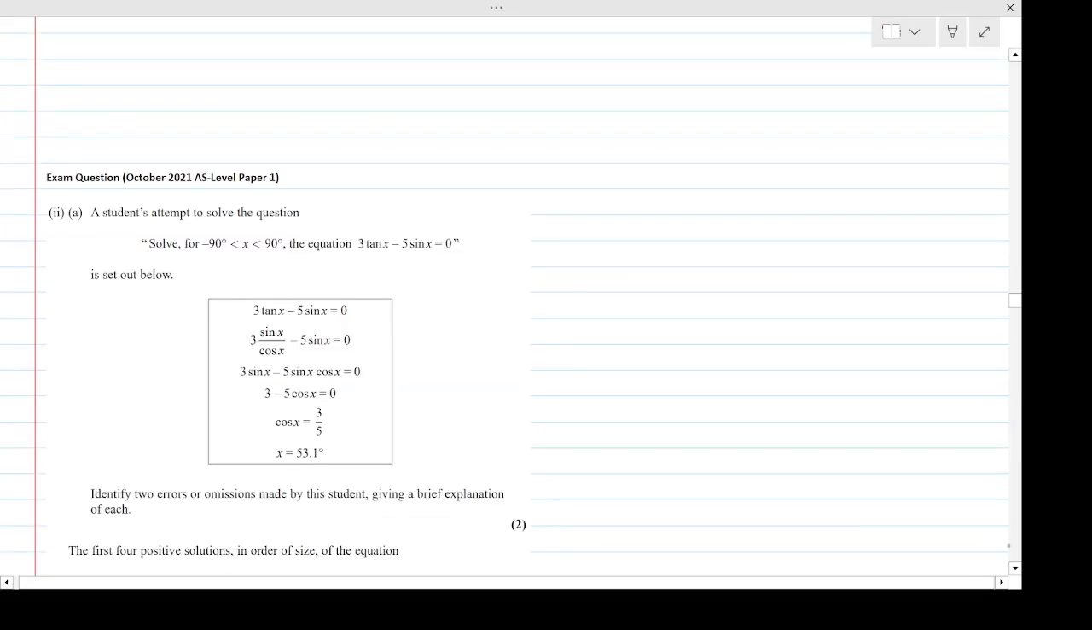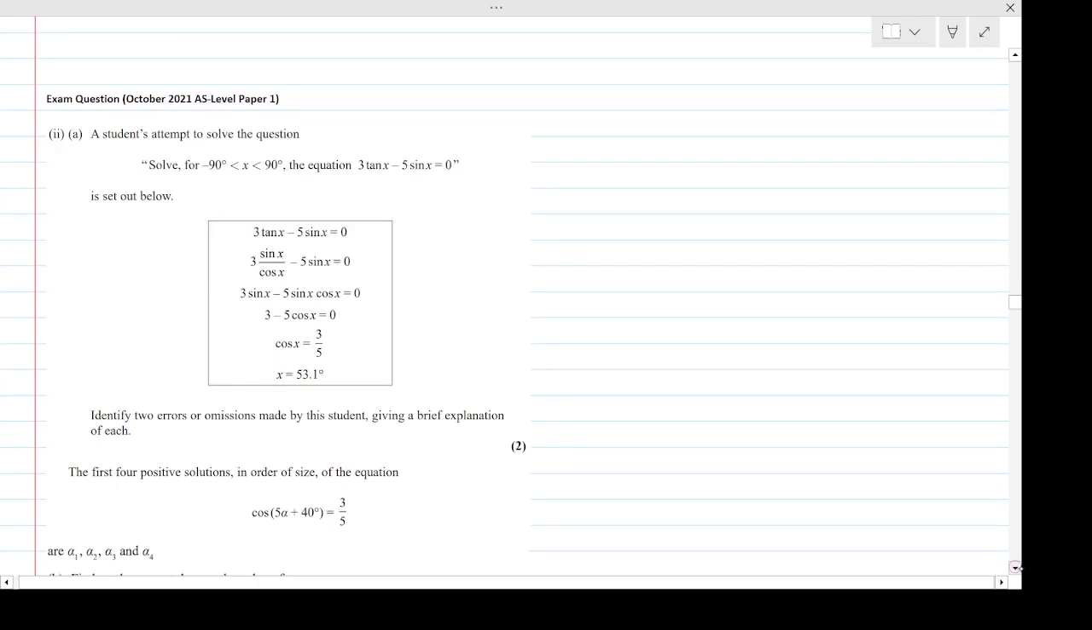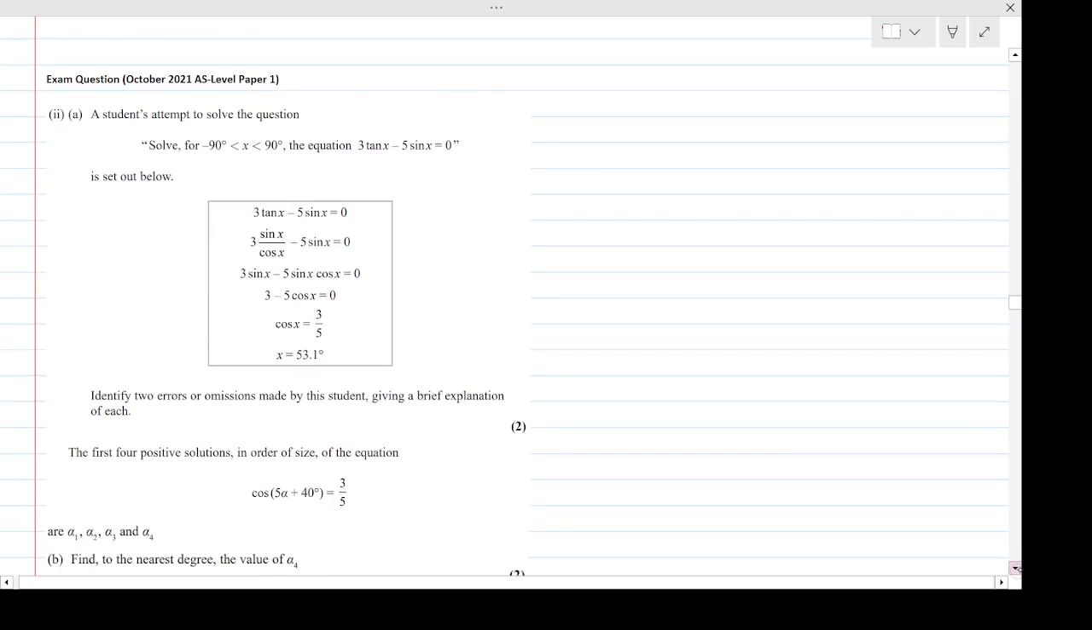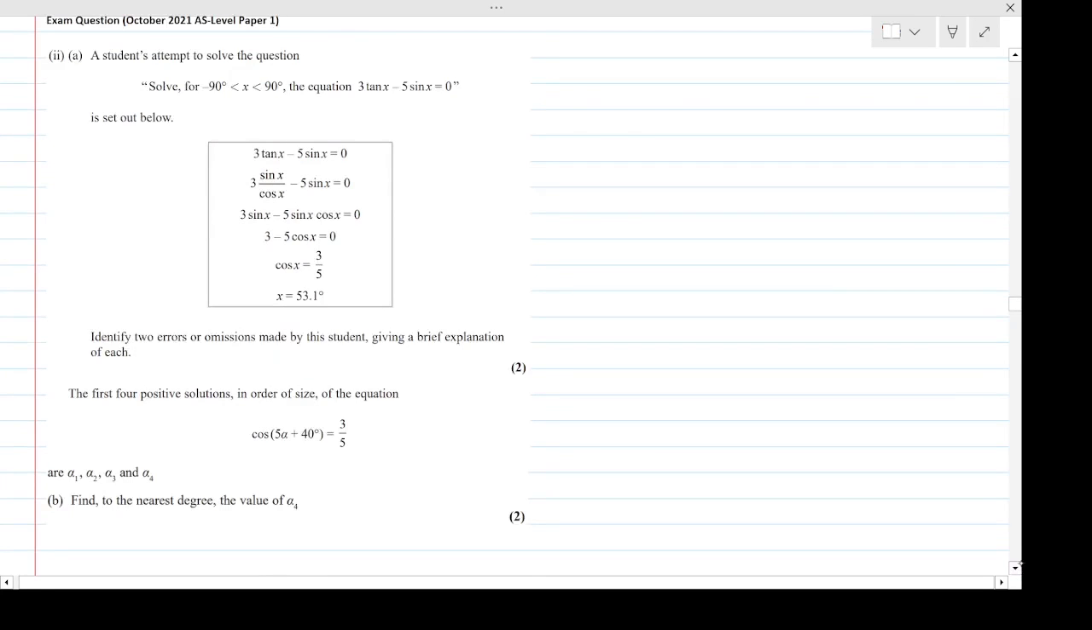And right, so have a look at some exam questions then, which are a bit different to some questions we've seen. So we are told a student's attempt to solve the question, solve for minus 90 to 90 the equation 3 tan x minus 5 sine x is equal to 0. And their working is set below. And we are told to identify 2 errors or omissions made by the student, giving a brief explanation for each.